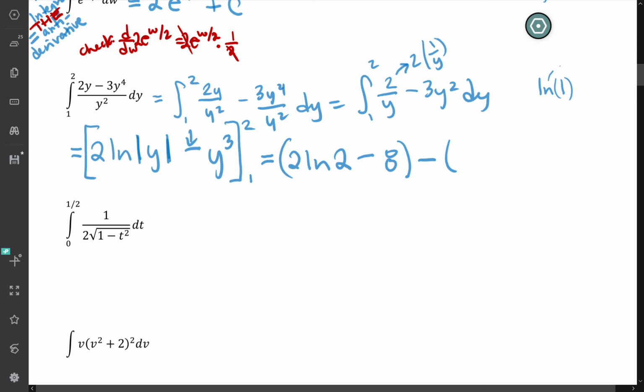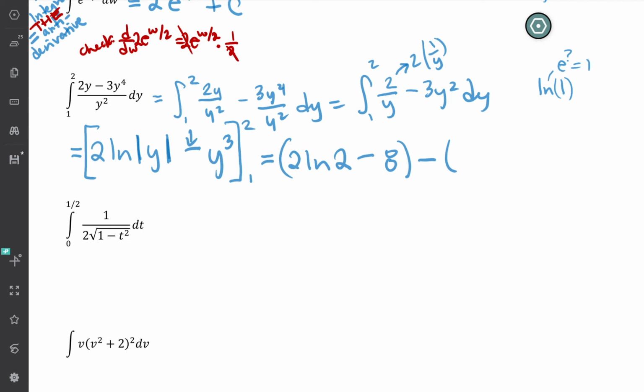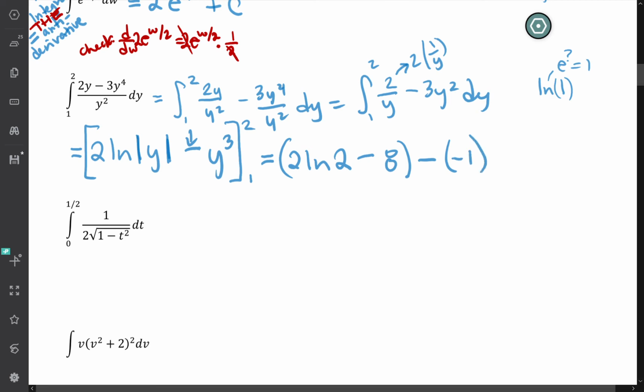Remember, natural log is base e, so I'm asking what power of e gives me 1, and the answer is definitely 0. E to the 0 is 1. So I get 2 times 0, that's completely gone. But then I have a minus 1 cubed, which is just a minus 1. So when I put it all together, 2 times the natural log of 2 minus 8 plus 1 is minus 7.